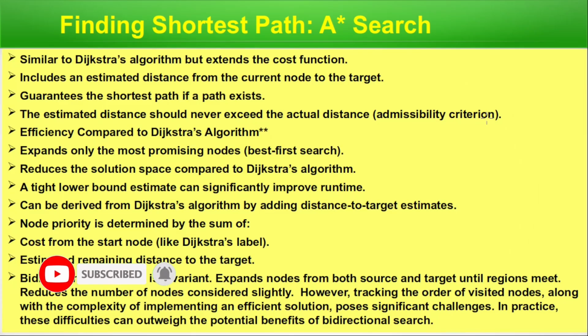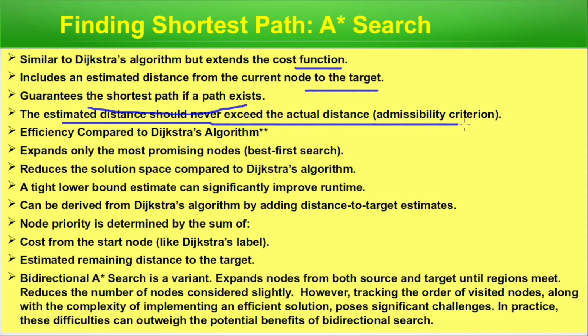That is A star search. So, finding shortest path: A star search. Similar to Dijkstra's algorithm but extends the cost function. Includes an estimated distance from current node to the target, guarantees the shortest path if a path exists. The estimated distance should never exceed the actual distance. Admissibility criteria. It is efficient compared to Dijkstra's algorithm, expands only the most promising nodes, best first search. Reduces the solution space compared to Dijkstra's algorithm.